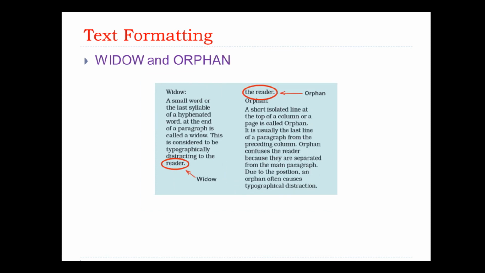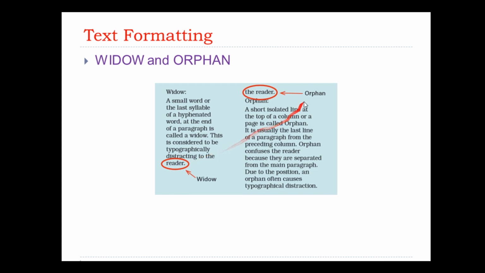Here you can see two terms associated with text formatting. The first one is a widow. A widow is a small word or the last syllable of a hyphenated word at the end of a paragraph. So here you can see this particular word reader, which is appearing in the last portion of this paragraph, can be attributed as a small word which is appearing at the end of a paragraph. So this can be visually or typographically distracting to a reader.